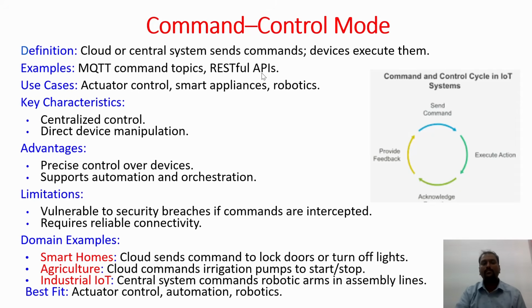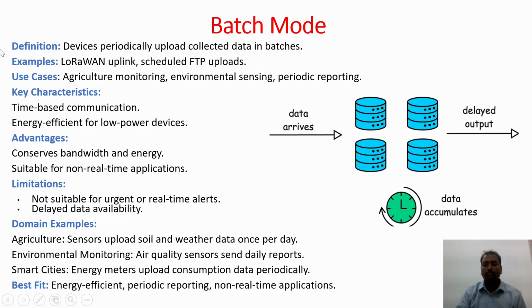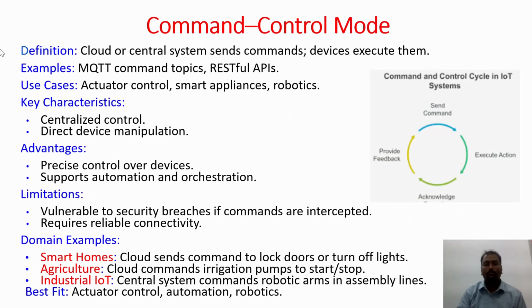So usually it is used in use cases such as controlling the actuators in IoT applications. It is used for smart appliances and also in robotic applications. The key characteristics include centralized control done by a microcontroller or a microprocessor. It is used for direct device manipulation. The next one is the advantages of command control mode. It gives precise control over devices and it supports automation and orchestration. Orchestration means controlling and coordinating all the components associated with the central coordinator device.